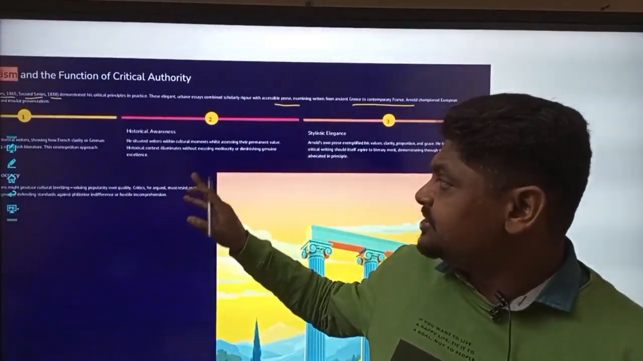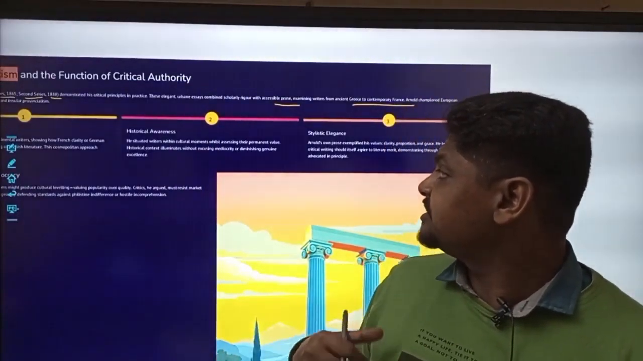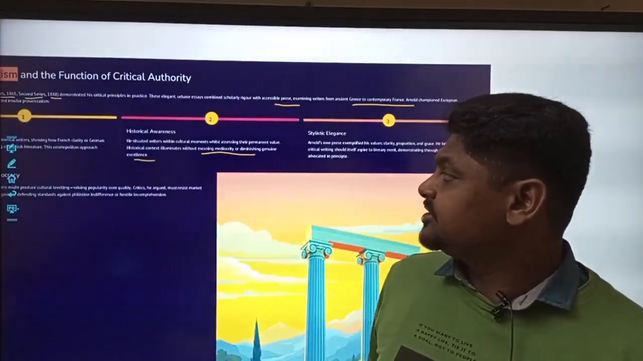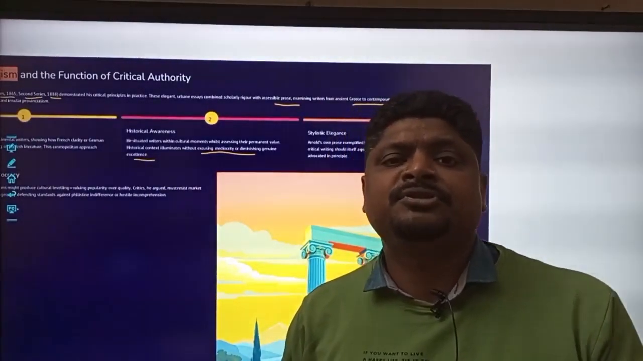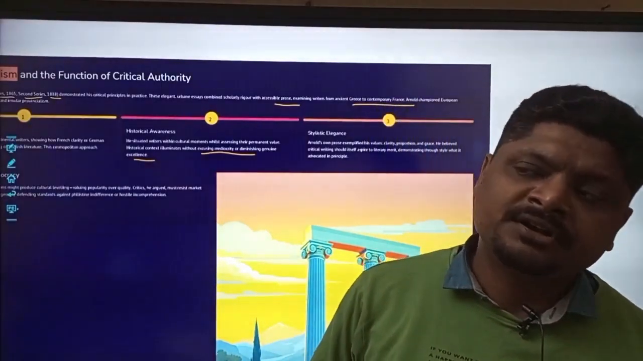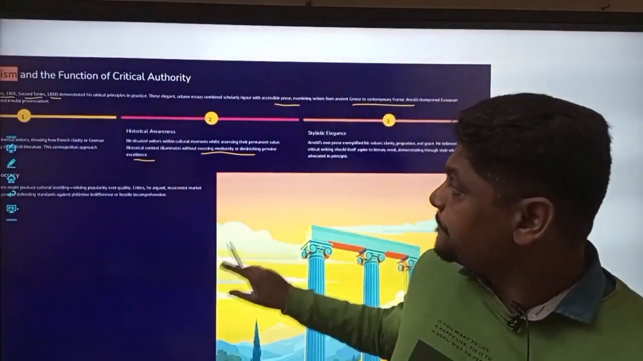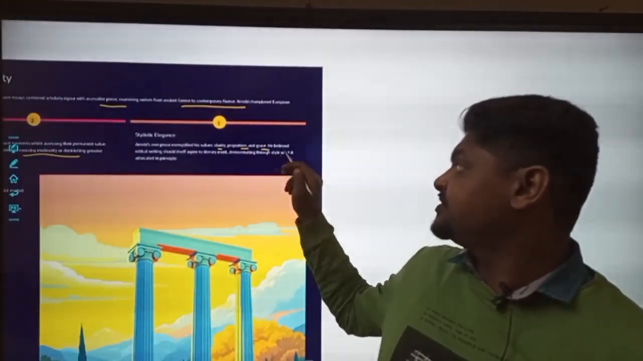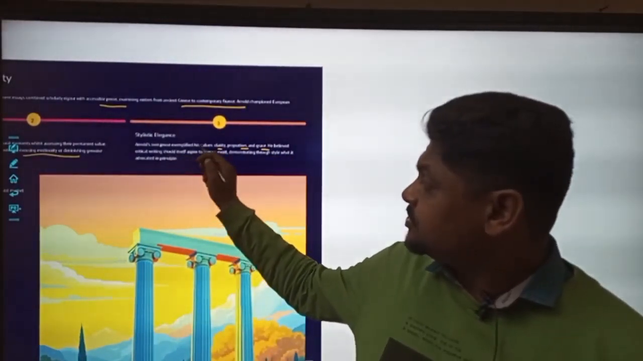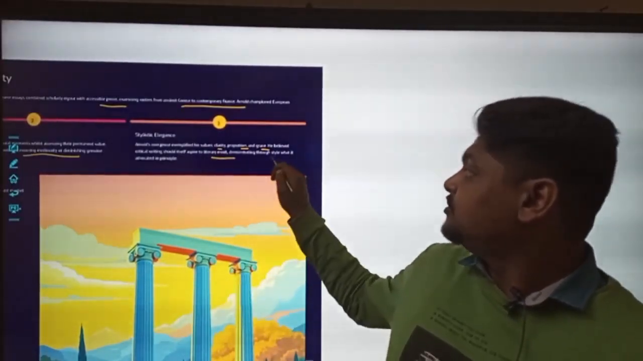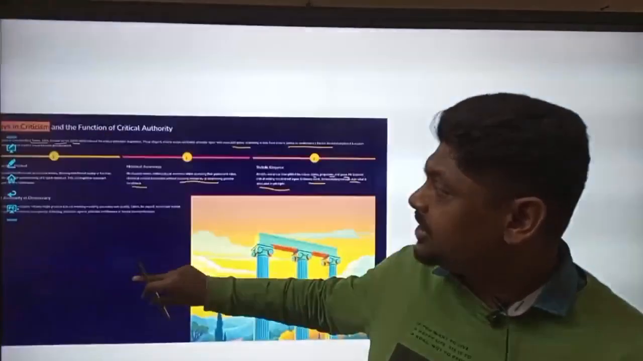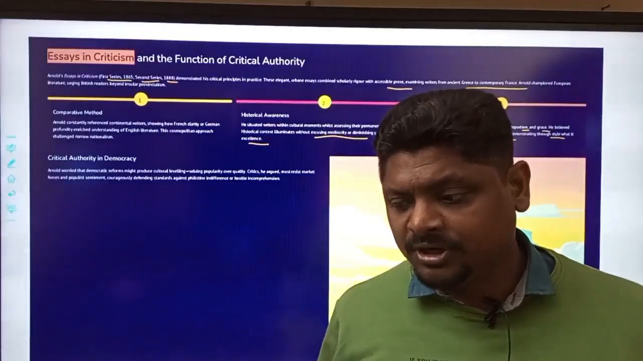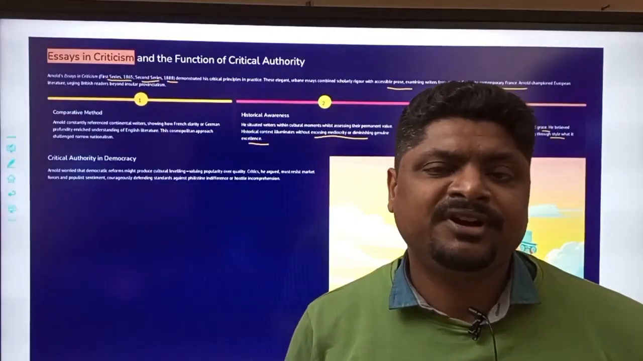Then comes historical awareness. He situated writers within cultural moments whilst assessing their permanent value. Historical context illuminates without excusing mediocrity or diminishing genuine excellence. Okay, so excellence is the most important rewarding factor in Arnold's poetic art. Stylistic elegance. Arnold's own prose exemplified his values: clarity, proportion, grace. He believed critical writing should itself aspire to literary merit, demonstrating through style what it advocated in principle. Okay, so style also must be what kind of style? A style which has been appreciated and acknowledged in the world, the best style in literary discourse. And where do you find that? In the classics.